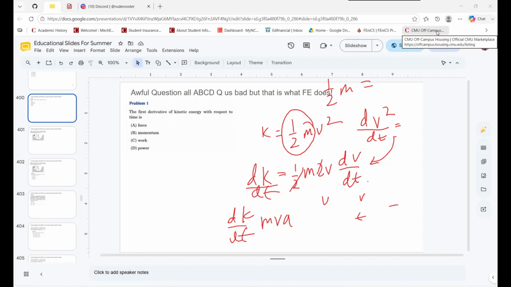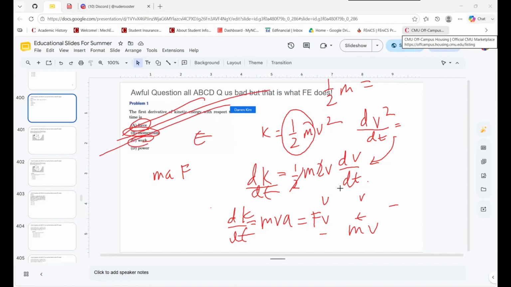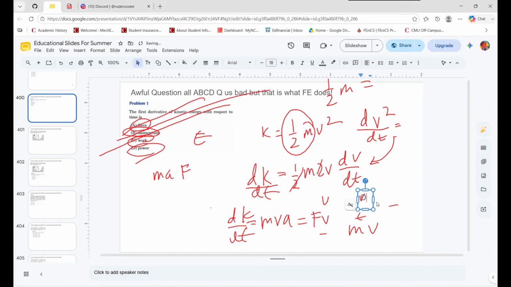The first thing I would check is, is it a force? No, because ma is a force, which is F, and then this is equal to Fv. Okay, that's not a force, so we can delete that. Is it a momentum? Is it mv? No, so delete that. Is it work? No, work is energy. So it must be power. So one way or another, there were two ways to do it. It is power nonetheless. All right? Classic way to look at it.